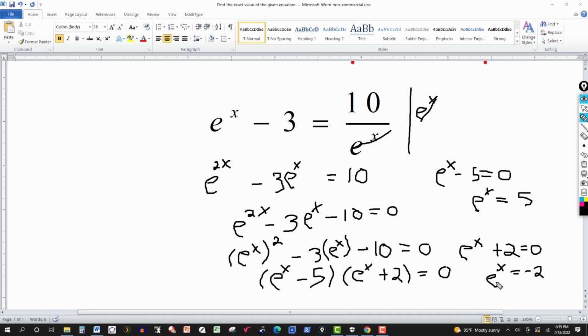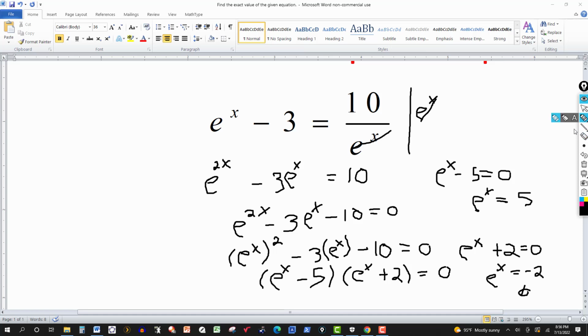But the last one, e to the x equal to negative 2, that's not going to have a solution, since e is approximately 2.71, it's a positive number. So you take a positive number to any power, whether the power is positive or negative, it's going to come out positive. So there's no way this exponential can be a negative. So this equation here has no solution. This one over here, e to the x is equal to 5.